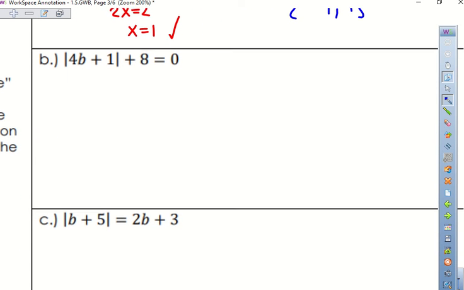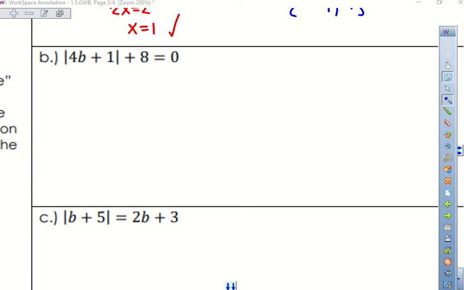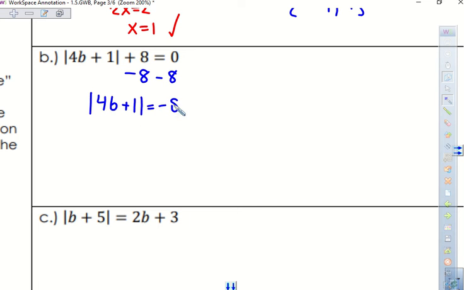Before you start separating into two separate equations, the first thing you want to do is get the absolute value by itself if possible, which it is here. What can I do to get that absolute value by itself? Good. I subtract 8 on both sides, and I'm left with the absolute value of 4b plus 1 is equal to -8. Is it possible for an absolute value to be equal to a negative number? No, so there is no solution.